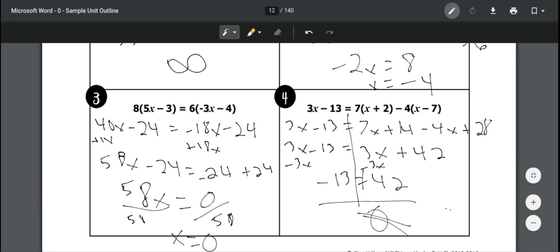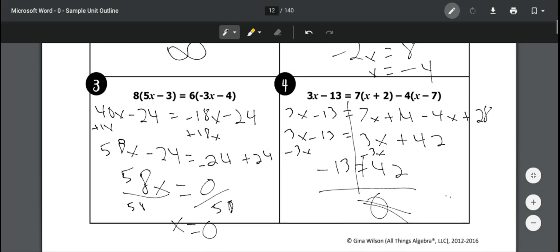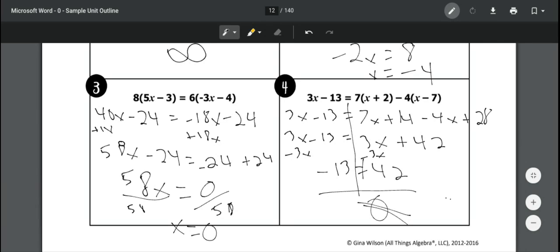Number 3 is a prime example of where people think it's a null set, but x can equal 0. So when you get down here and you have 58x equals 0, you divide each side by 58. 0 divided by 58 is 0. So you put a 0 in here and a 0 here, and the sides equal each other. So x can be 0.